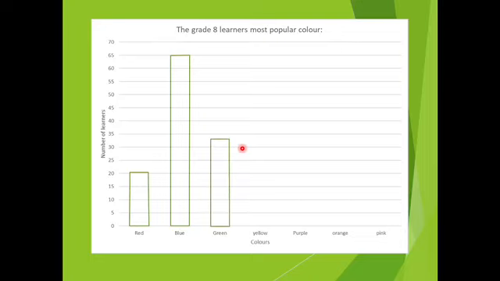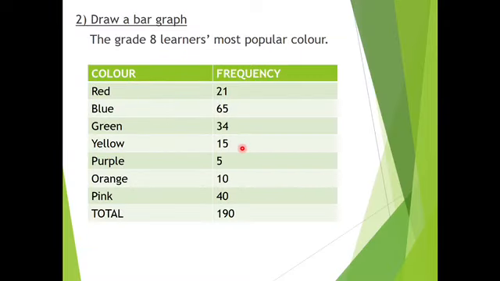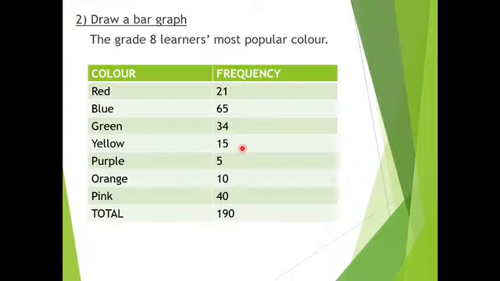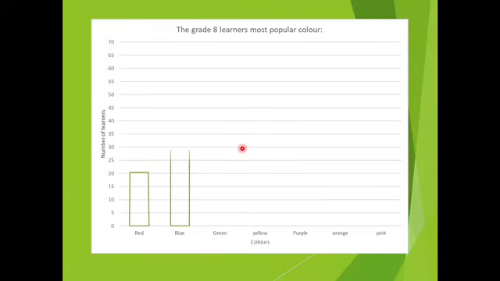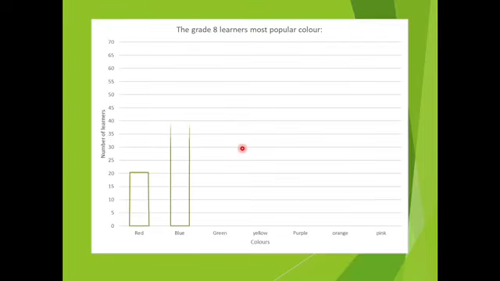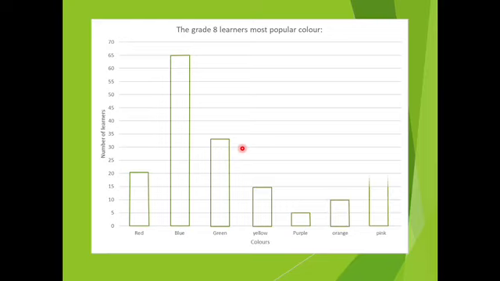Then green is, what was green? Green was 34. So you're going to draw it, estimate where 34 is. It's just below 35. Then we have yellow. Yellow is 15. And that's nice and easy. Then we have purple, which is 5. Orange is 10. And finally we have pink, which is 40.